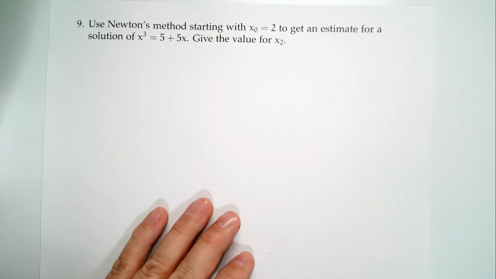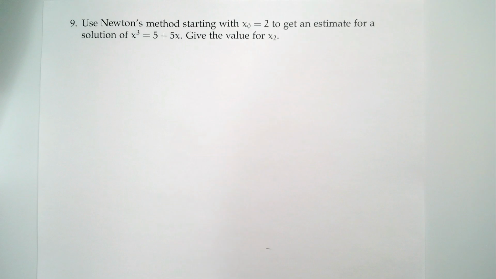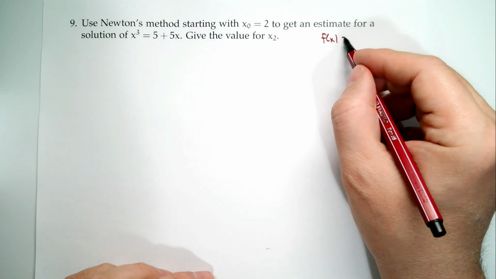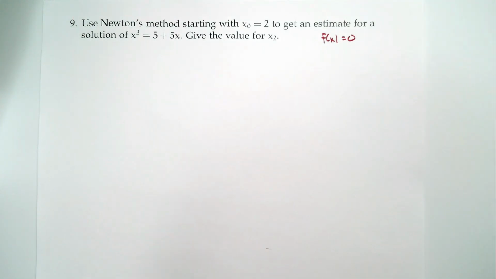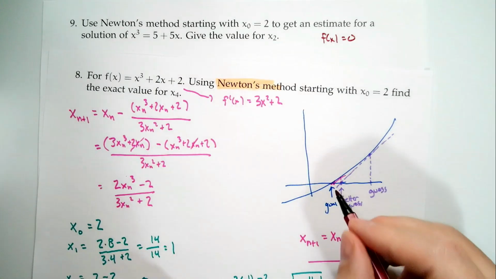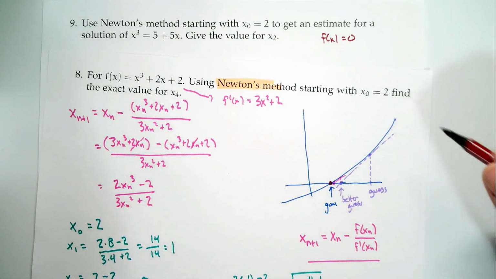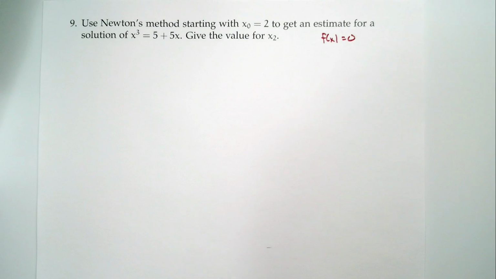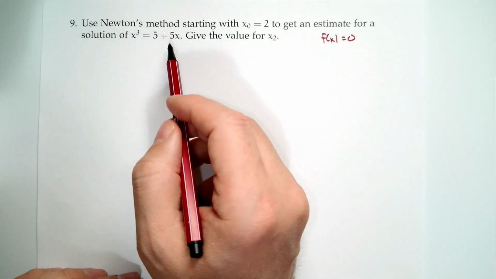All right. Number 9. Use Newton's method, starting with x0 equals 2, to get an estimate for a solution of x cubed equals 5 plus 5x, and give the value for x2. Now, at this point, you're probably thinking, wait a second, hold on. You just said that Newton's method is when we're looking for something of the form f of x equals 0. What do I mean by f of x equals 0? If you look here, our goal was, where do I cross? So where does the function equal 0? There is no function equal 0. It's like I want one function, this x cubed, to equal another function.